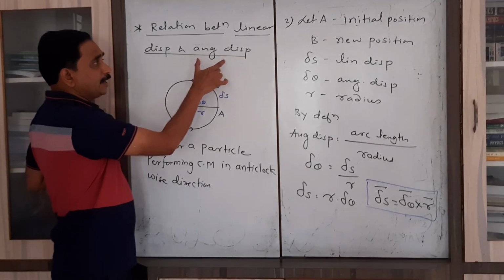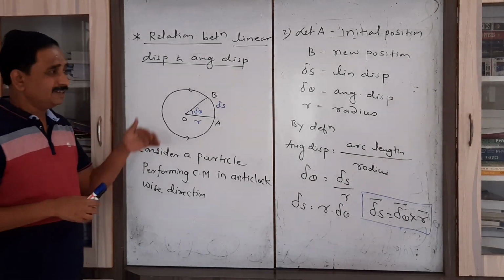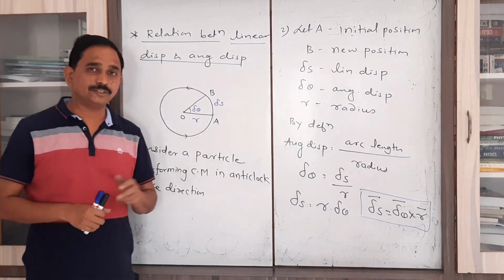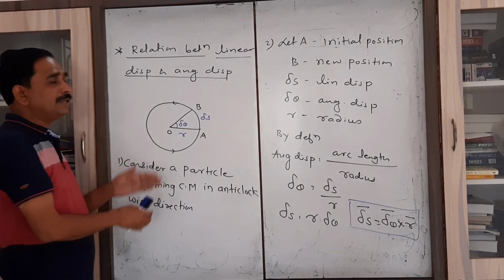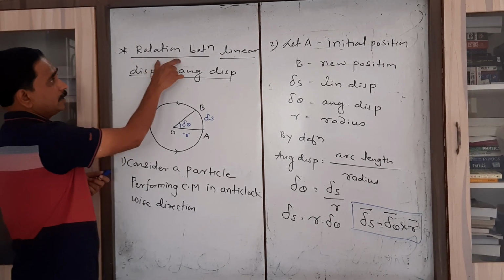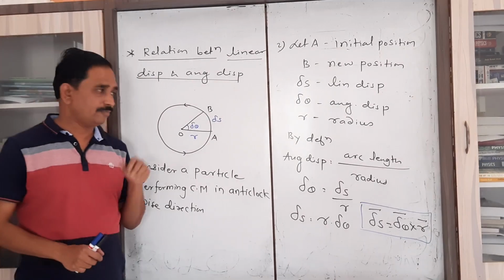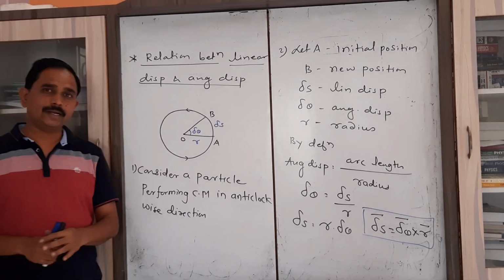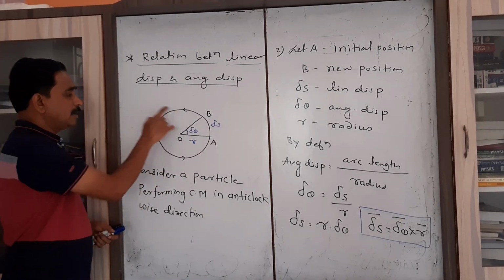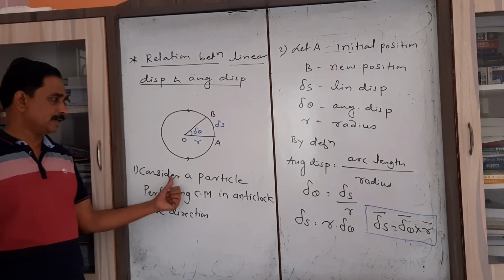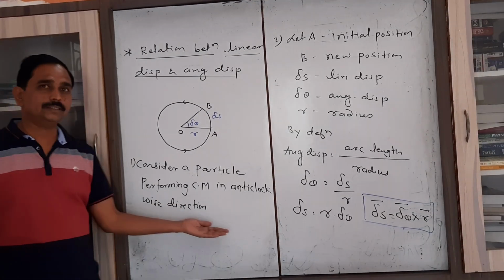Now here we consider the three relations mainly in this video, which are mentioned in our new textbook. Now for complete understanding, I will prove those relations. The first relation is the relation between linear displacement and angular displacement. For that, again you have to consider one particle which is performing circular motion in anti-clockwise direction. So I write here, consider a particle performing circular motion in anti-clockwise direction.